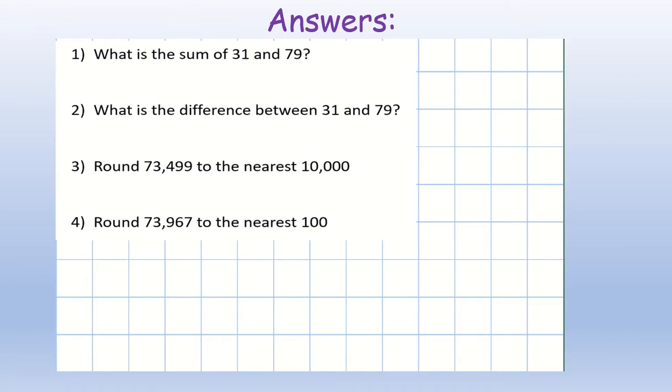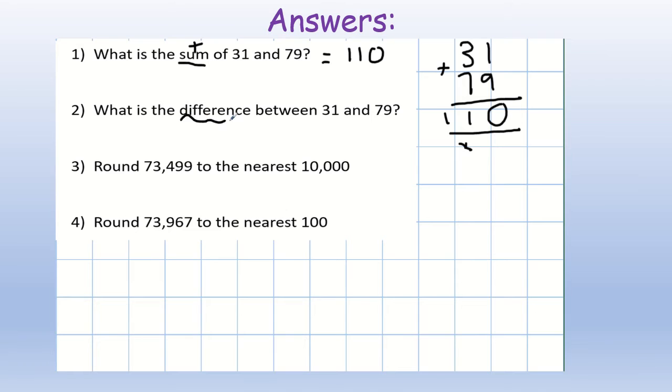Let's work out our answers. So question 1 asks for the sum. If you think about all our vocabulary work we've done, you'll know that the sum means when you are adding together. So 31 add 79. 1 add 9 makes 10. 3 add 7 is a number bond. It makes 10. Add the one we carried, 11. So the answer is 110.